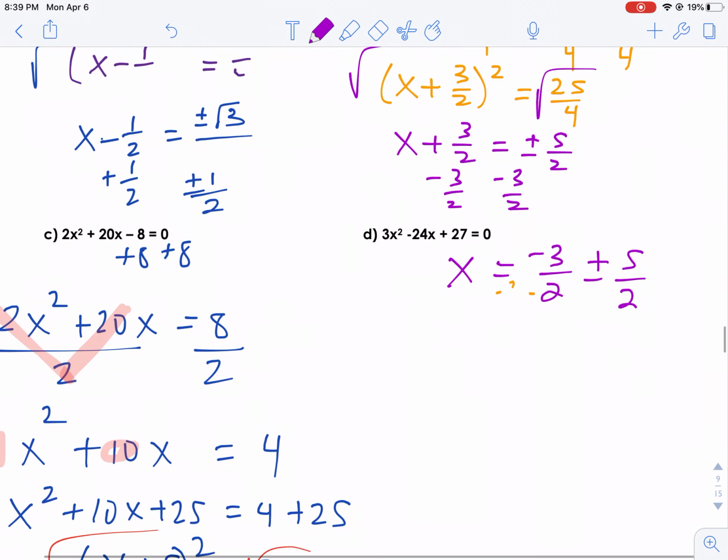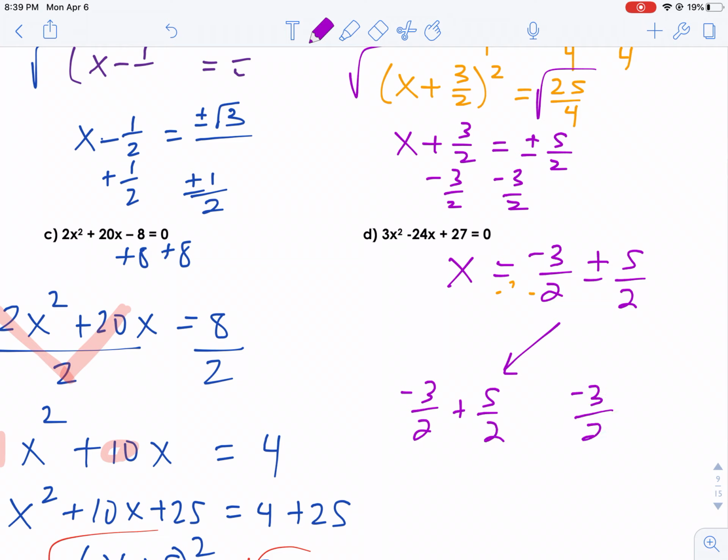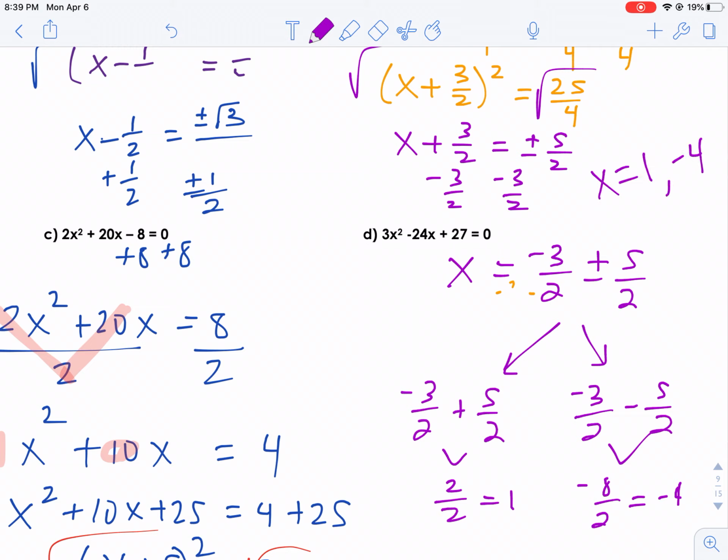Okay, so again, these are two answers. So our first answer is negative 3/2 plus 5/2. Our second answer is negative 3/2 minus 5/2. Okay, so this will give us 2/2, which is 1. This one will give us negative 8/2, which is negative 4. So we would get two answers for this one, x equals 1 and negative 4.